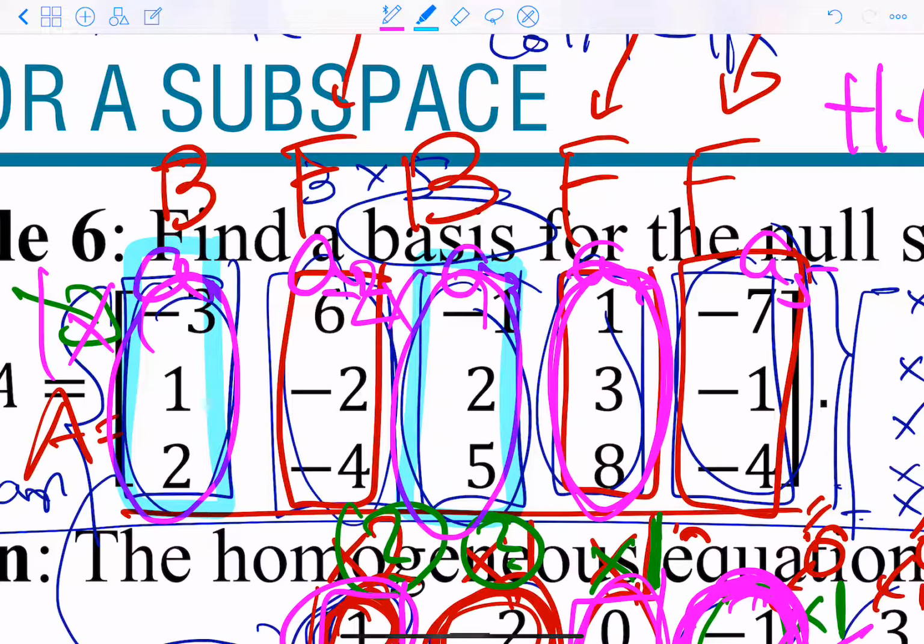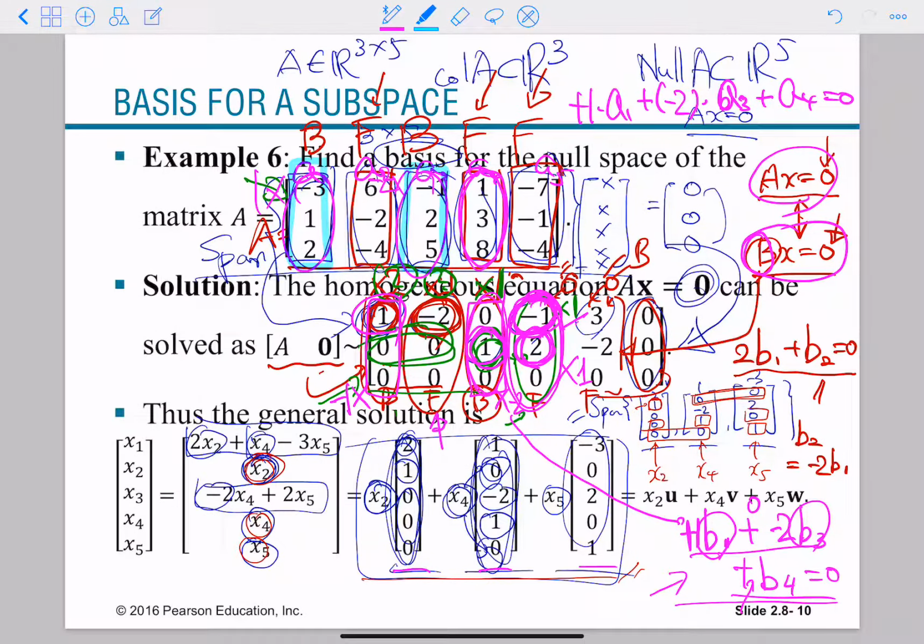Again, the span of the 5 column vectors will be the same as the span of only the 2 vectors that are linearly independent, the columns corresponding to the basic variables. And they are linearly independent, right? So that's how we can call it a basis, right? Any questions?